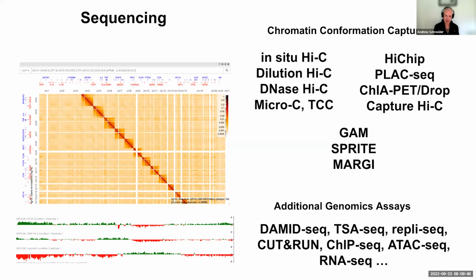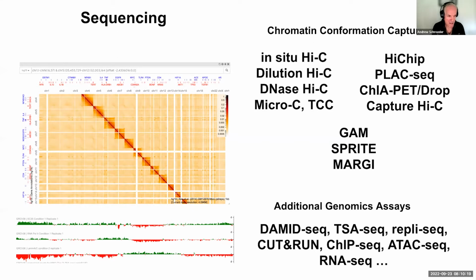There have also been developed some ligation-free techniques like GAM and SPRITE that look at these chromatin contacts. They're particularly useful for looking at multi-way contacts, so not just pairwise. And then other technologies like MARGI look at interactions between different molecules, RNA in MARGI's case, and the chromatin.